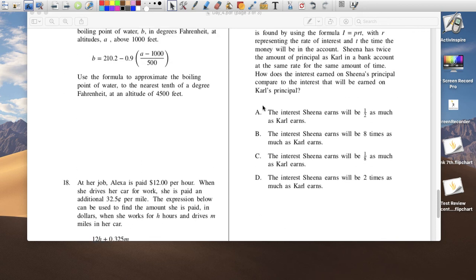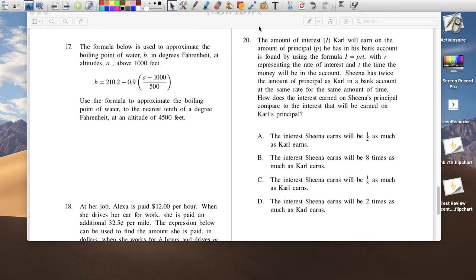Numero uno, or number something, 20. So Sheena, okay, so I have to actually read this. The amount of interest Carl will earn on the amount of principal he has in the bank is found by using the formula I equals PRT, where R represents the interest rate, not the T, the time, the money will be in the account.